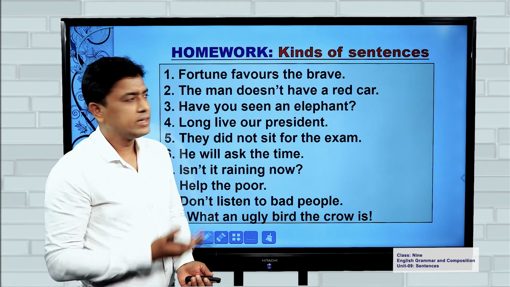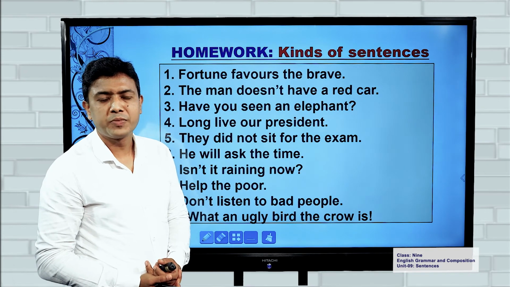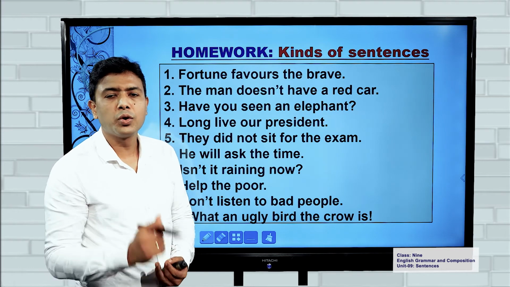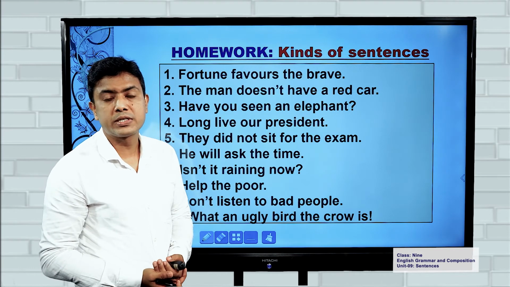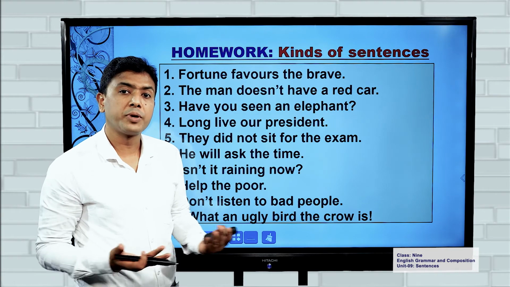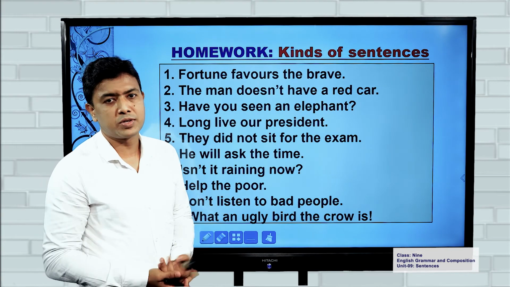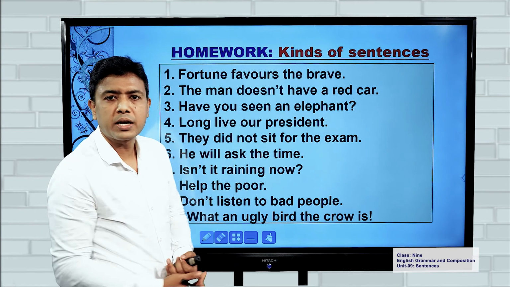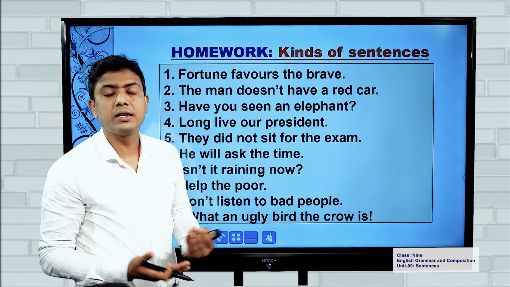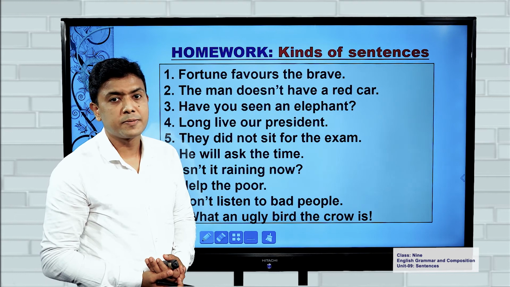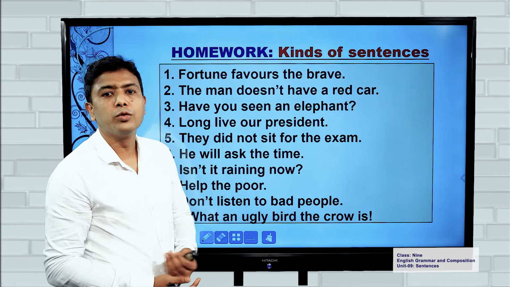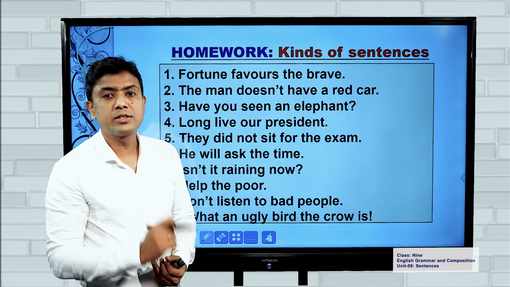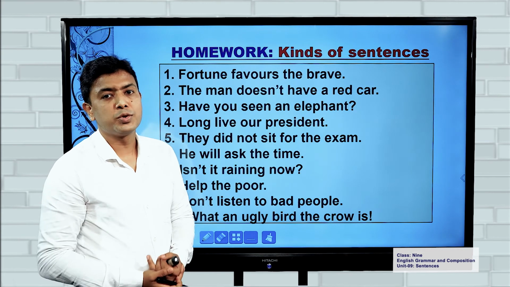Dear students, this is going to be your homework. You have to find out the kinds of sentences. Now you know which sentence is affirmative, which sentence is negative, which one is imperative or optative or exclamatory. By looking at the structure or the punctuation mark at the end of a sentence, you can easily find out the kind of a sentence. So I wish you good luck with this homework. Now, as soon as you finish the homework, as soon as your school opens, submit it to your teacher.